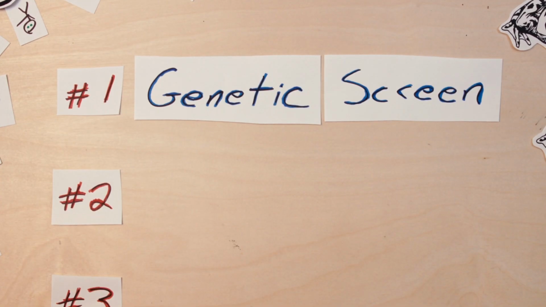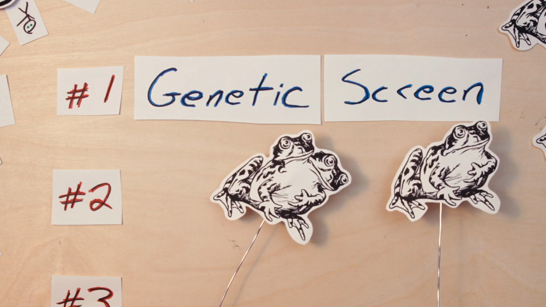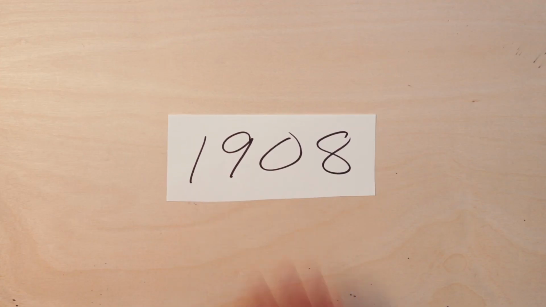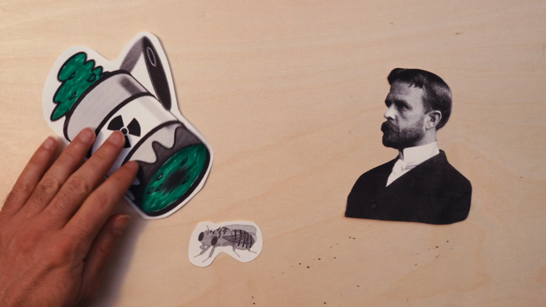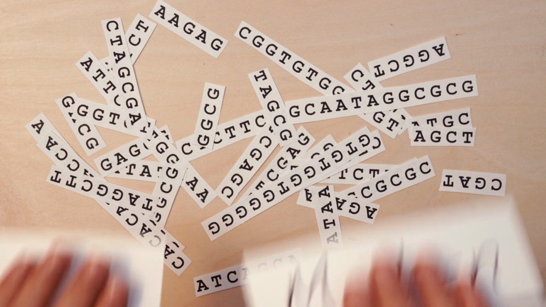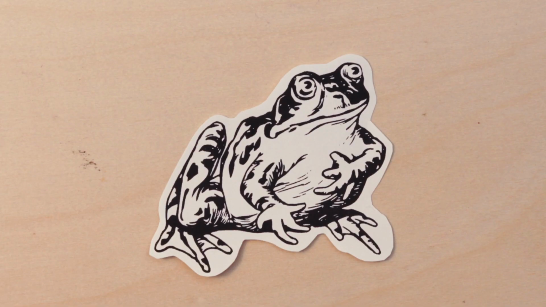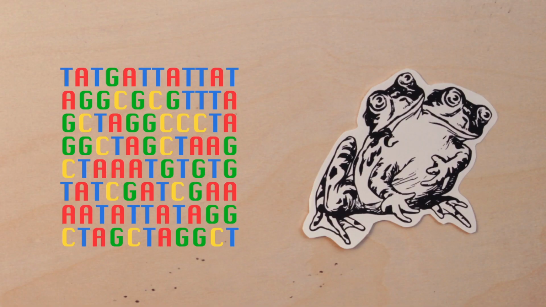Strategy number one, the genetic screen. This is the oldest of the three, dating all the way back to the early 1900s when people like Thomas Hunt Morgan were using radium to mutate little fruit flies. But we'll be talking about the modern technique. The basic idea is that you cause some weird physical mutation to happen to an organism, and then you look back at their DNA and figure out what changed.